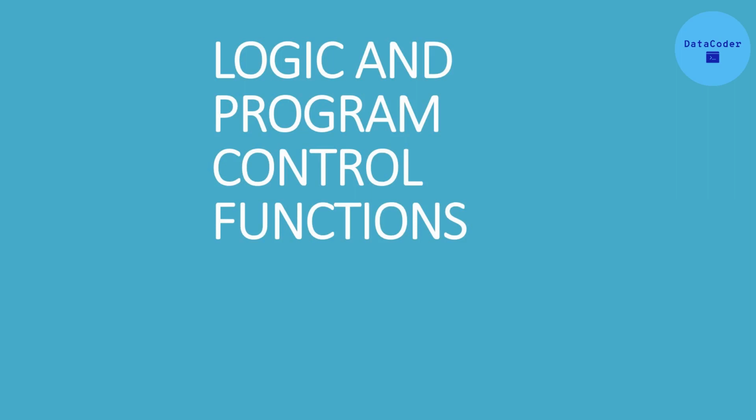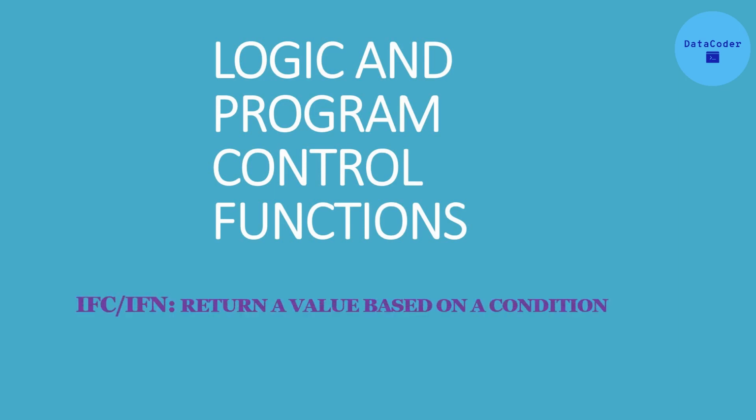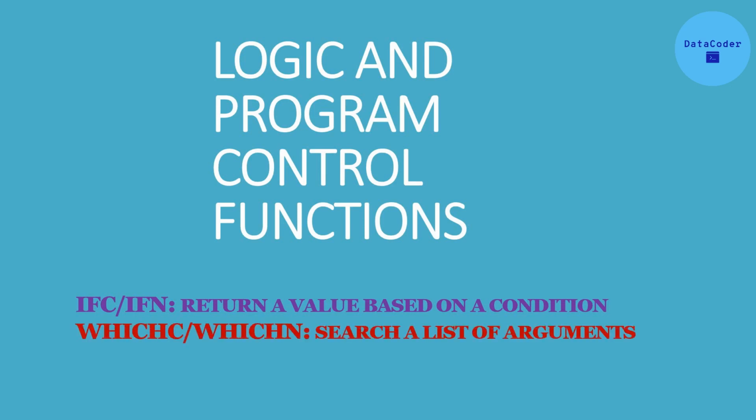In this video, I am going to discuss logic and program control functions. So here mainly we will be seeing three functions. Let's see what those are. The first one is IFC and IFN, and this function returns a value based on a particular condition. The second one is WHICHC and WHICHN. It searches for a list of arguments. And the third function we are going to see is CHOOSEC and CHOOSEN. This function selects from a list of arguments and gives the respective values.